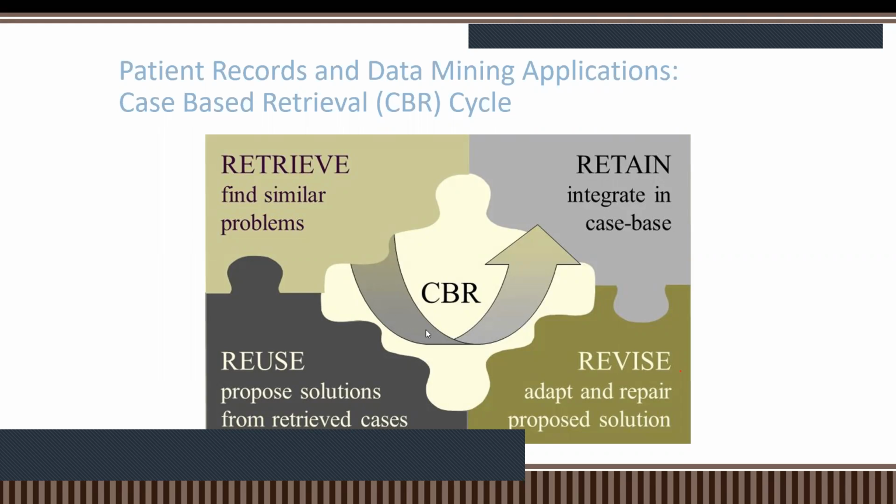So whenever we encounter a new patient and we get some symptoms and some reports, we send this to the system, and the system then goes through this cycle. It will retrieve, find the similar cases, and then reuse those cases and revise if some primary solutions are available or needed.